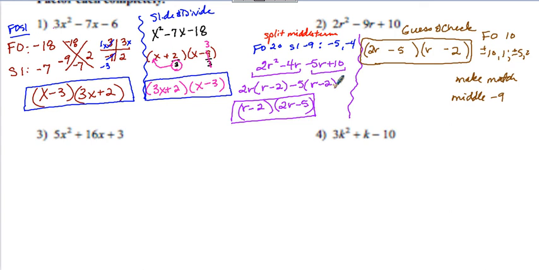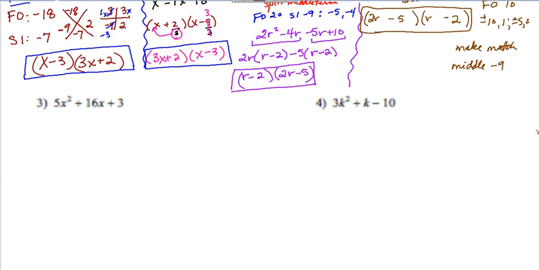Okay? Alright, for the rest of the practice, I am going to default back to foci. If you prefer slide and divide, or splitting the middle term, or guess and check, you should use that. If you like a particular method, that is what you should be practicing with. But for the rest of the notes, I will be going through the foci method.